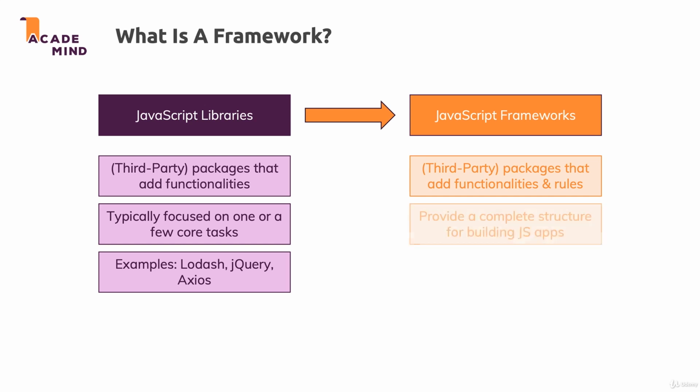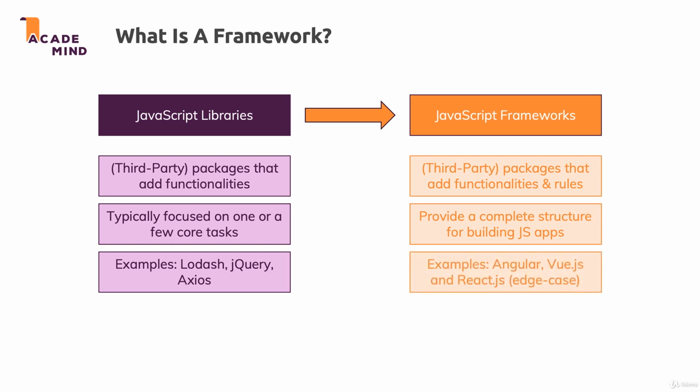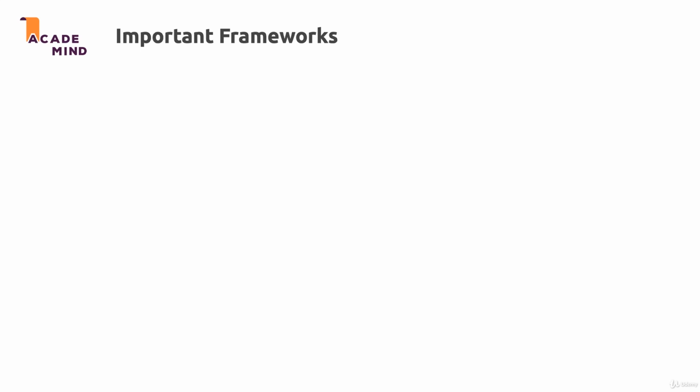So they typically provide a complete structure for building JavaScript applications, and the big examples we got there, not the only ones, but the big examples we got are Angular, Vue.js, and React.js, though as I mentioned, React.js is kind of an edge case. It's actually a library, but a pretty big one with a bunch of different features built in, and it spawned a huge ecosystem that effectively together forms a framework, you could say. So let's have a look at these three here.